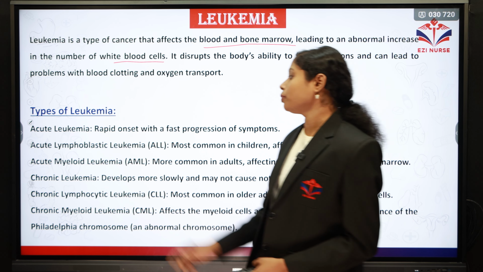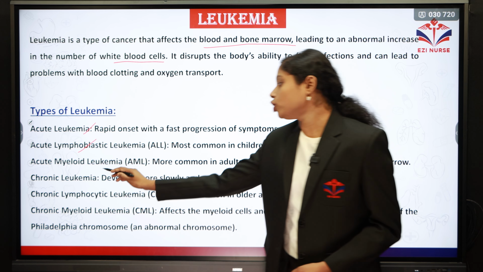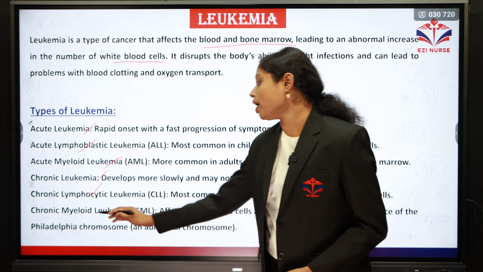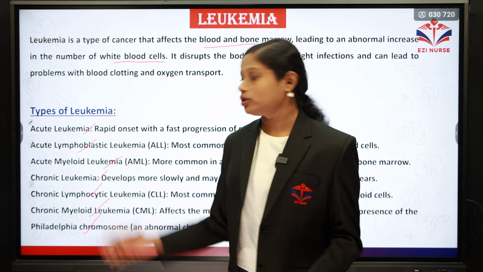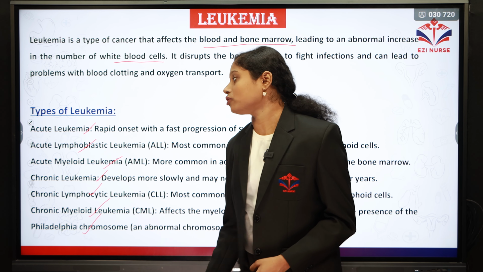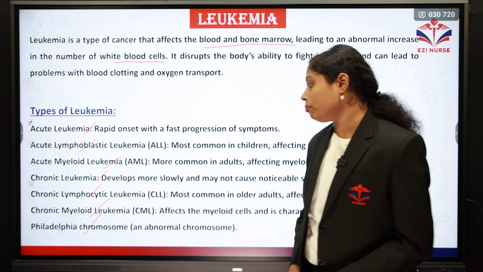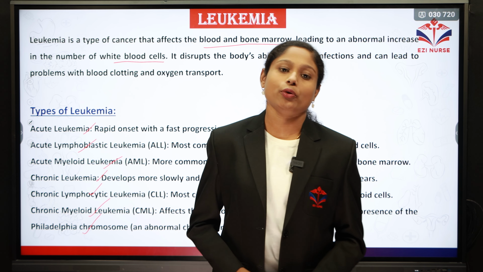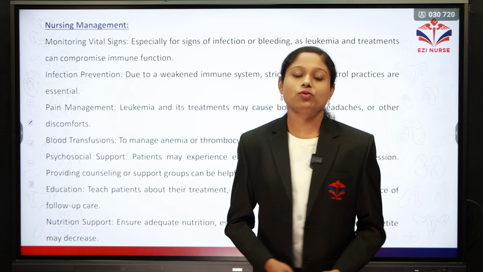What are the types of leukemia? Acute lymphoblastic leukemia, acute myeloid leukemia, chronic lymphocytic leukemia, and chronic myeloid leukemia. So these are the main classifications or types. Yes, now we are moving to nursing management of clients with leukemia.